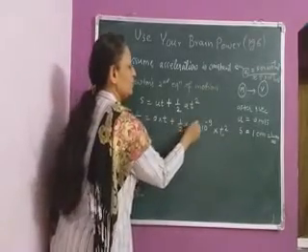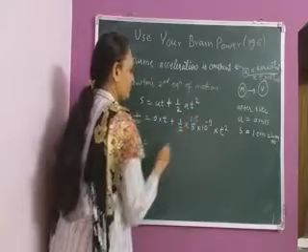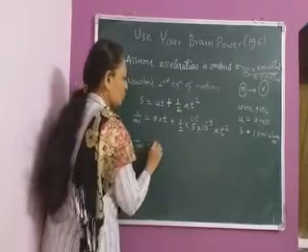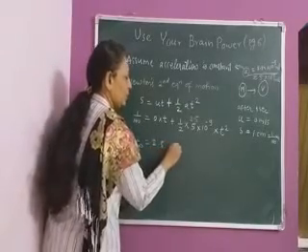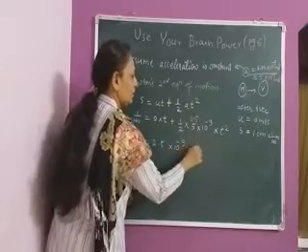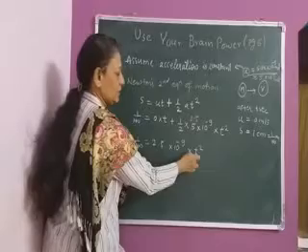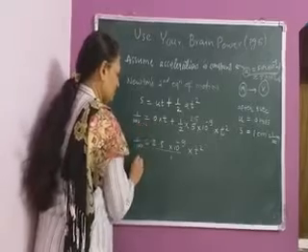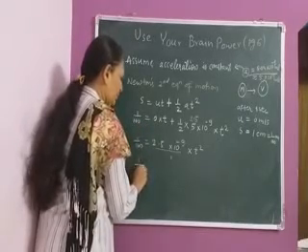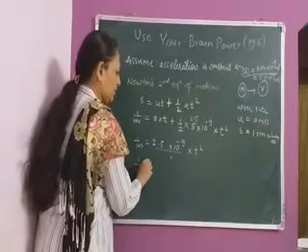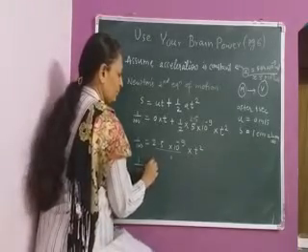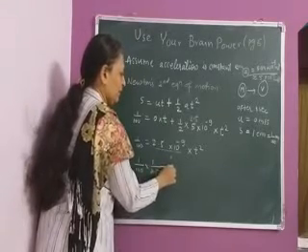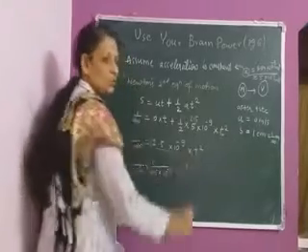This will become 2.5 into 10 to the power negative 9 into t square. We need to calculate t square. Here the denominator is 1. Let t square be here and transpose these values. It will become 1 upon 100 into 1 upon 2.5 into 10 to the power negative 9 is equal to t square.